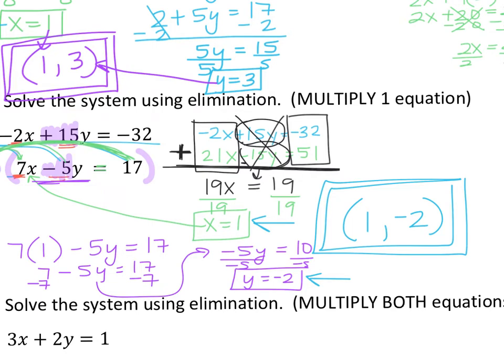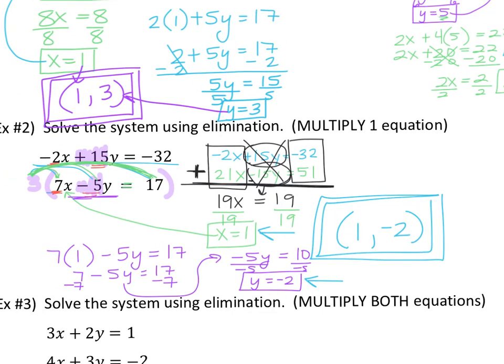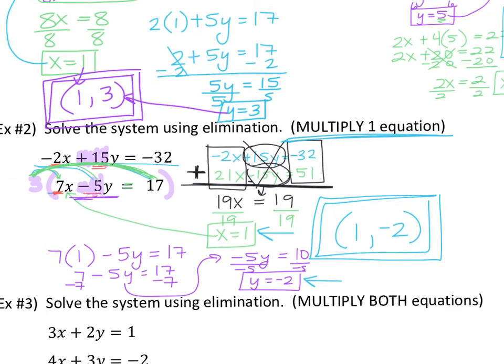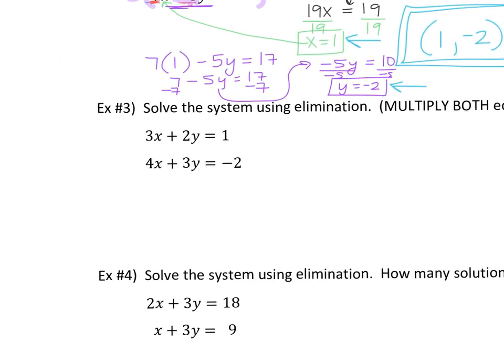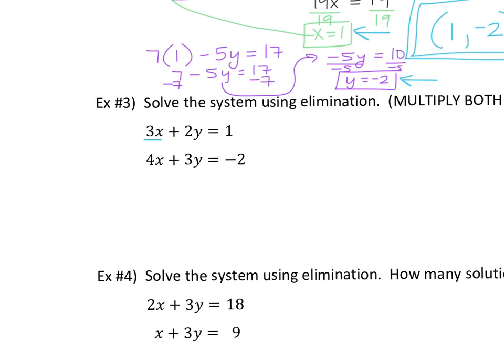Then it gets a little bit fancier still. So this is if you multiplied one equation. This one, you're not going to be able to do one equation. I can't multiply 3 to get 4 or 4 to get 3. And I can't multiply 2 to get 3 or 3 to get 2. So what happens here is you have to multiply both of them to get the same coefficient to both of your variables.